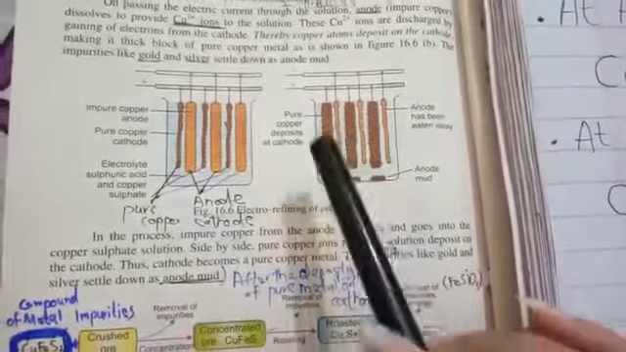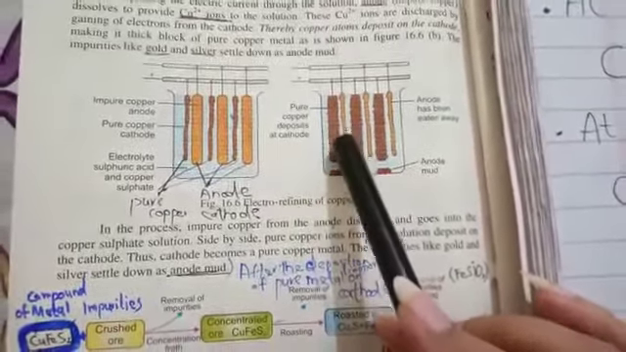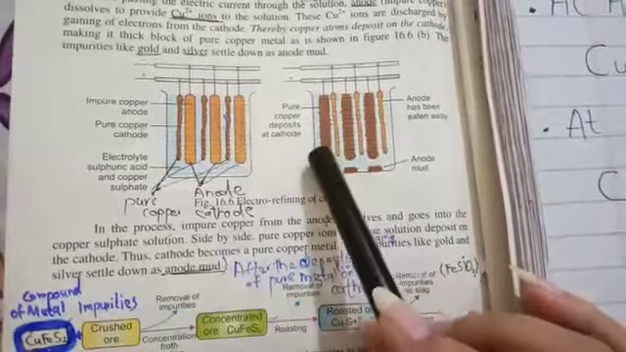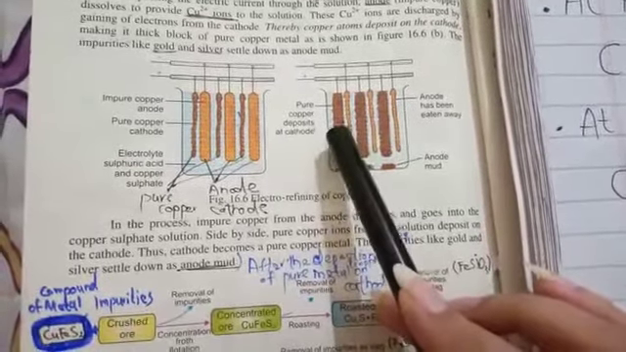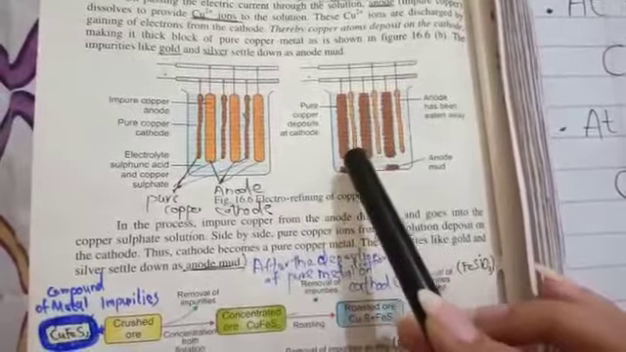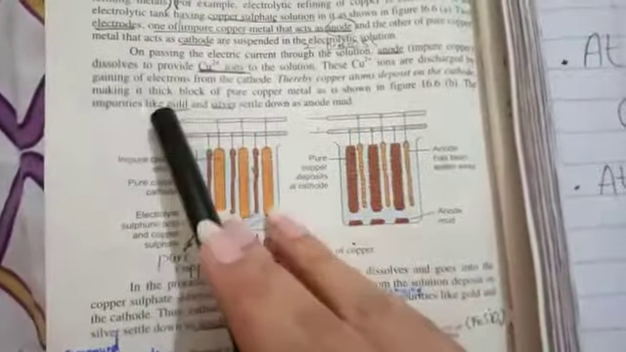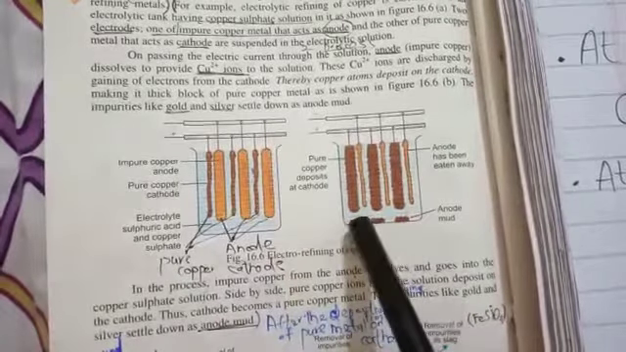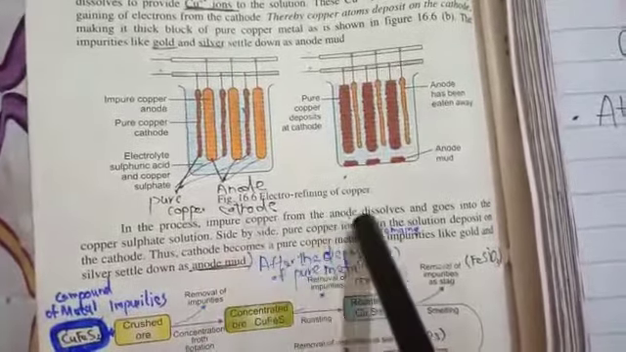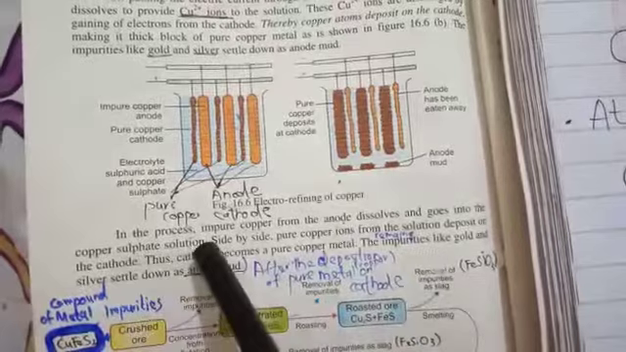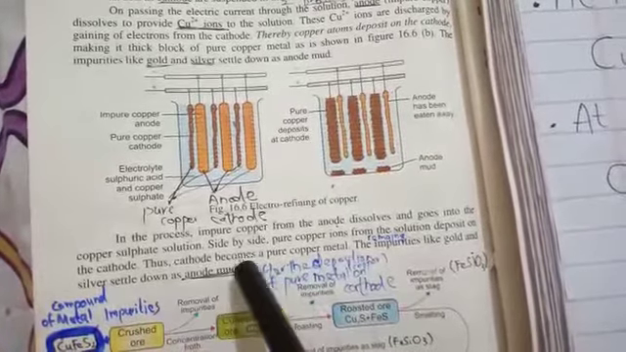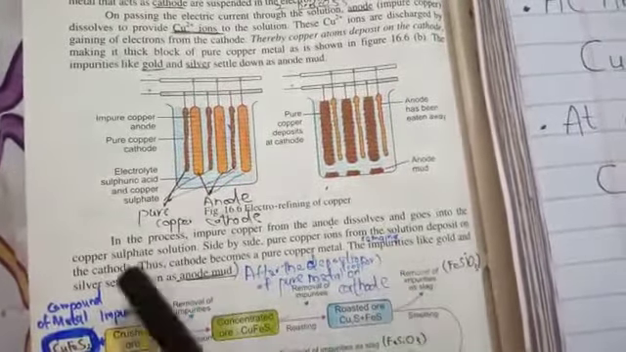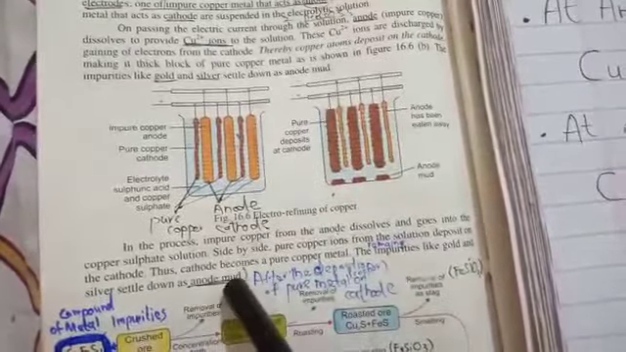Here if we are talking about all the 98% of the copper, after ionization it discharges itself at the cathode in the form of pure copper metal. Now the 2% remaining impurities like gold and silver settle down in the beaker in the form of anode mud. Now students, in this process the impure copper from the anode dissolves and goes into the copper sulfate solution. Side by side, pure copper ions from the solution are deposited at the cathode, thus the cathode becomes pure copper metal, and the impurities like gold and silver settle down as anode mud.